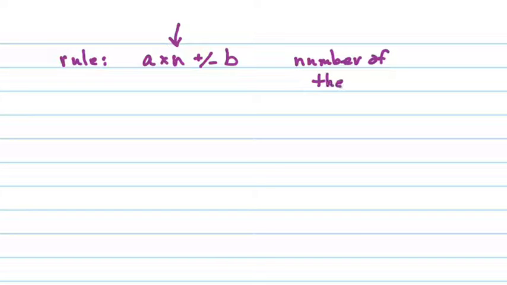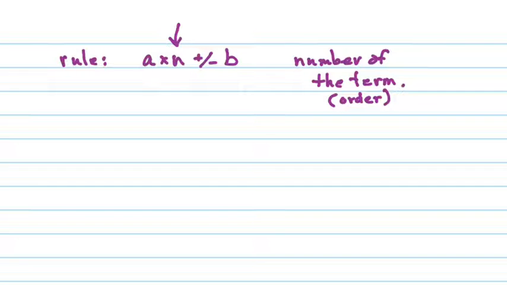And the way you're going to find that rule is you're going to have A times N plus or minus B. Now I know that looks a little confusing, but it's really easy to find. The A and the N and the B are just letters that are standing in for numbers. And this letter N is always going to stay the same. It always stays N. That's the number of the term. So it's talking about the order of the numbers.